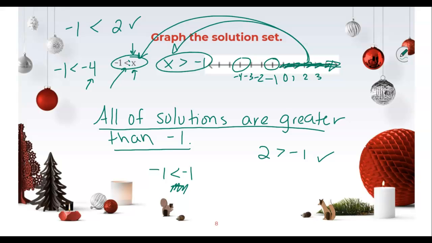So that's good. This side of what we shaded, sorry about that, is false. And everything that we shade is true. So all this is false, all this is true. And because of the open circle, that is also false for -1.